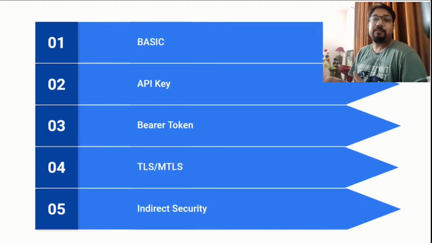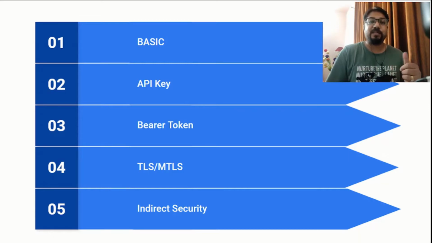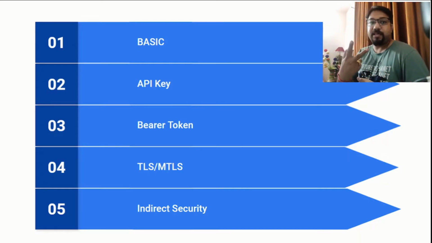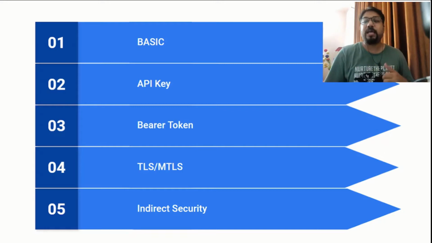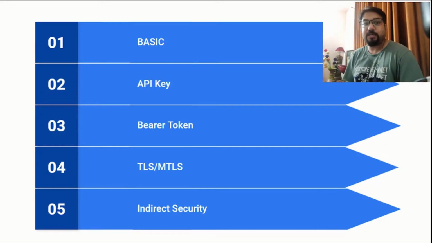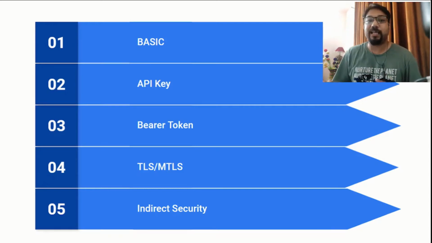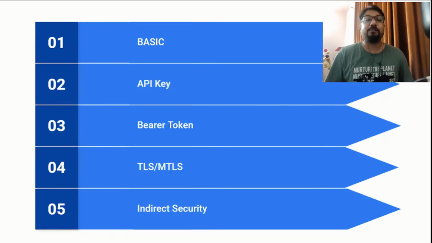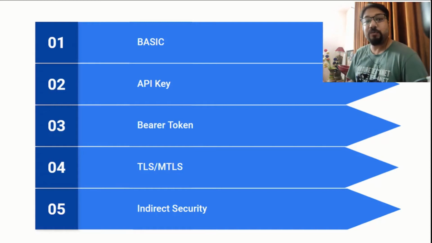So you can see 5 different ways. Our first one is basic, second is API key, third is bearer token, and fourth is TLS and mTLS. And the fifth one is the most important, but no one talks about this, which is indirect security methods, which doesn't talk about any token, any API key, or any user credentials, but is all about how indirectly you are securing your APIs from fraudsters.